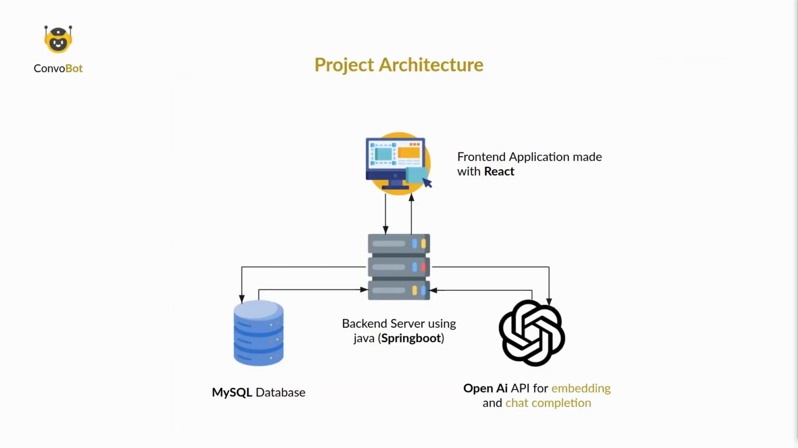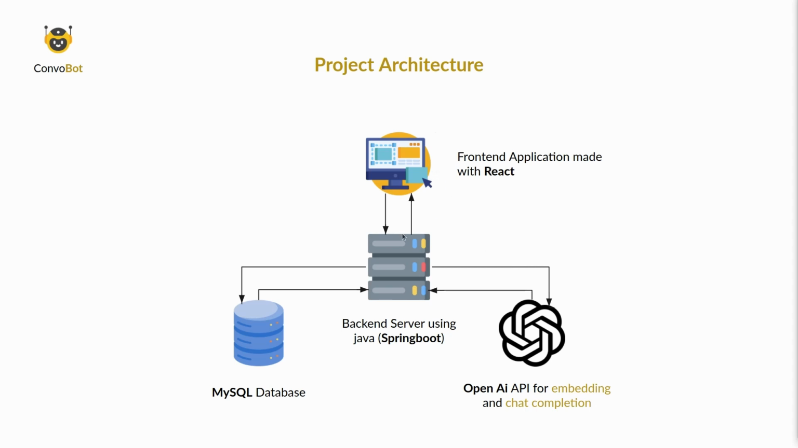Now let's talk about the architecture of our application. Here on this figure we can see the top level overview of the architecture. At first we have a front-end application that works as the entry point of our app. We used React and JavaScript to create this application. Then we have our Spring Boot backend application at the heart of our system. Our backend application is then attached to the MySQL database and an OpenAI API.